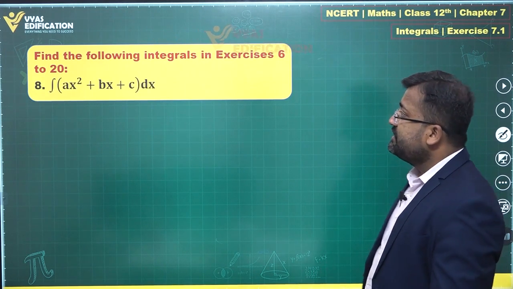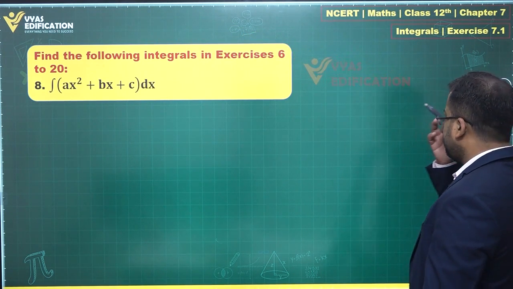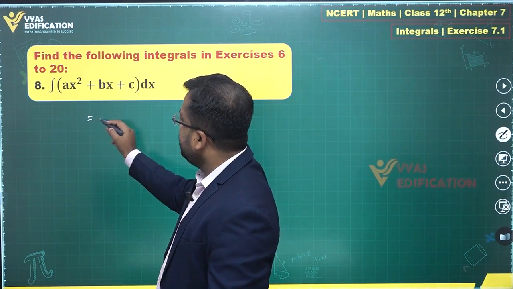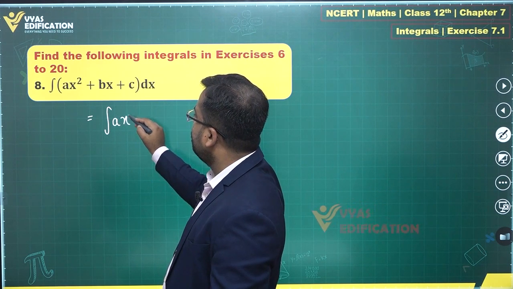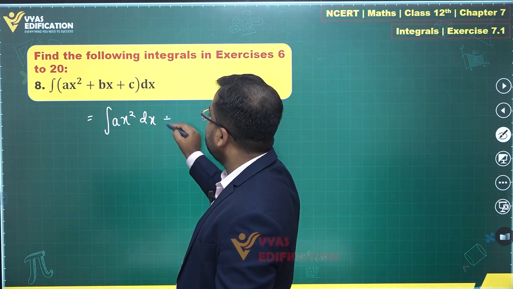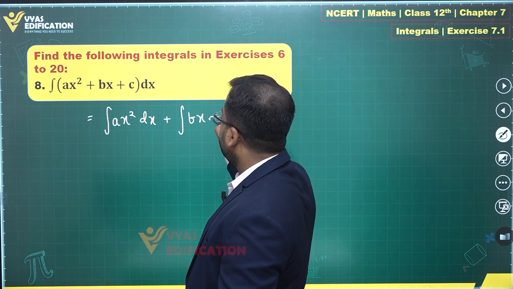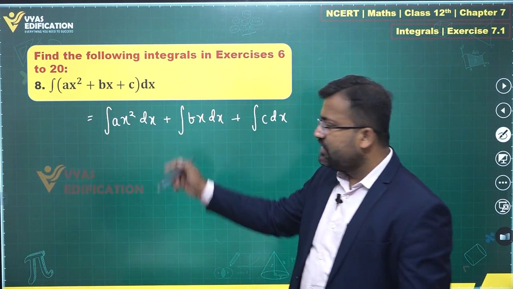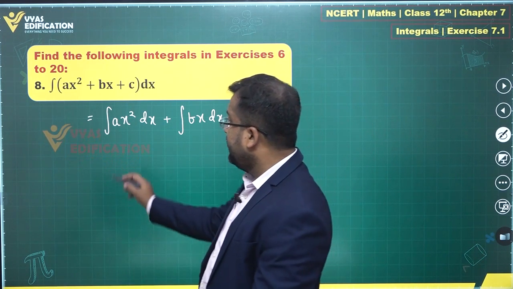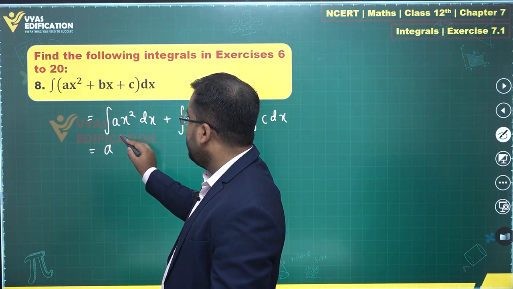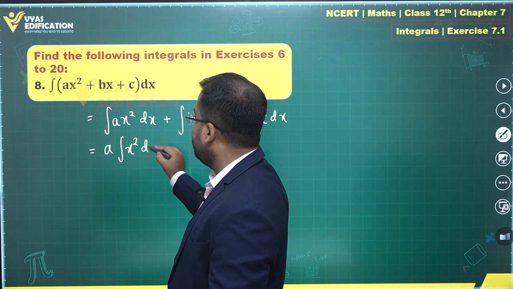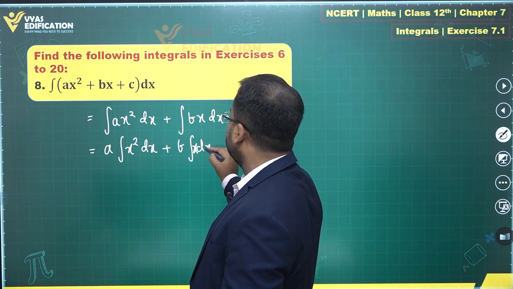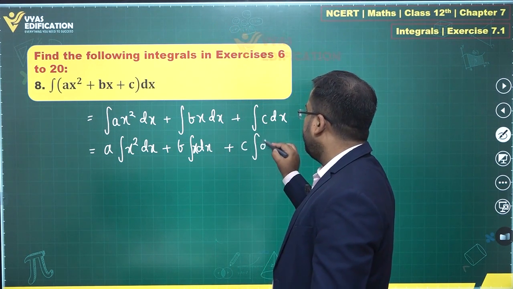The 8th question says integral of ax square plus bx plus c. Okay, how do we deal with this one? So this can be split into 3 integrals. Integral of ax square dx plus integral of bx dx plus integral of c dx. And these constants a, b and c, since they are multiplied, they can come outside, and what you'll see is a times integral of x square dx plus b times integral of x dx plus c times integral of dx.